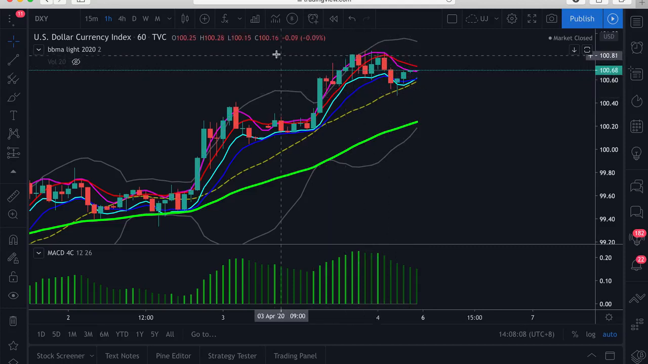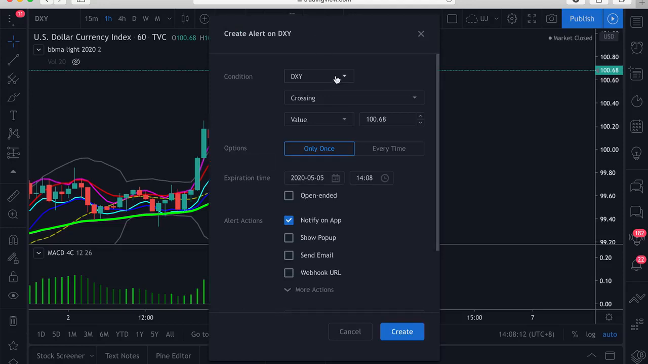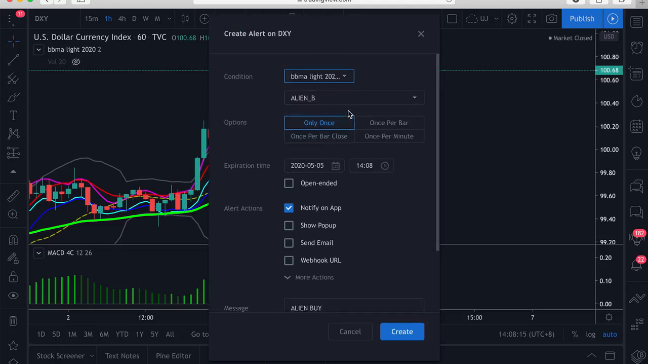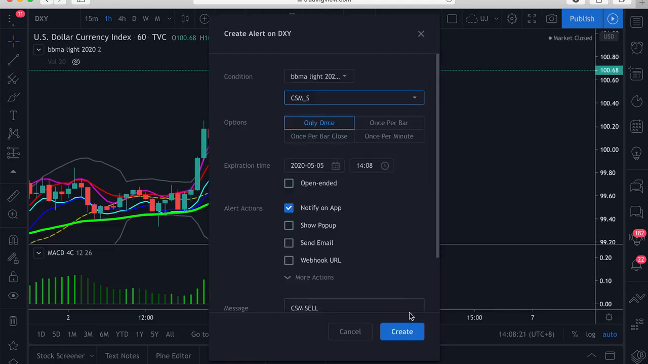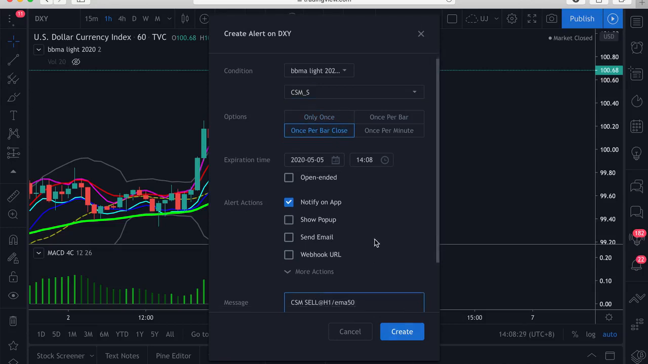So what we're going to do is set an alert to tell us that the currency is moving to the south. CSM sell. Okay, so this is what we do.